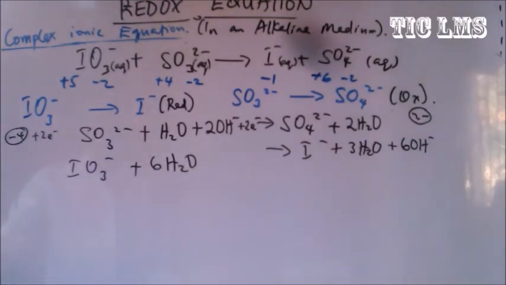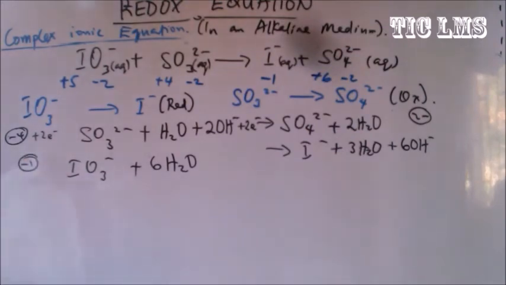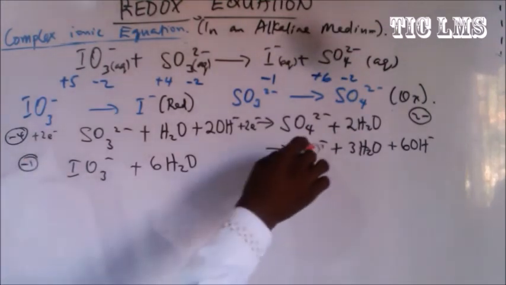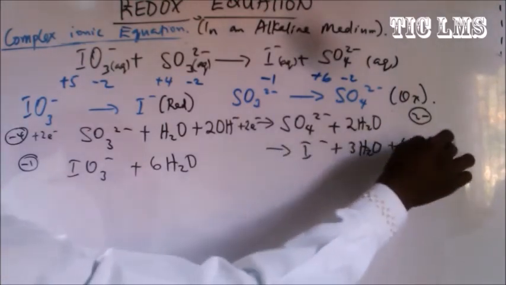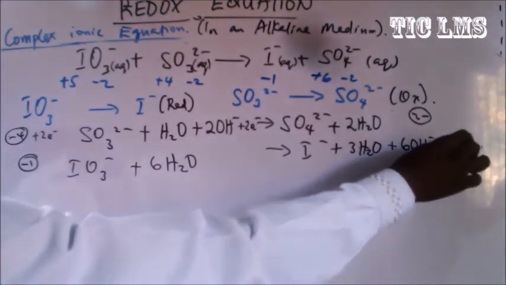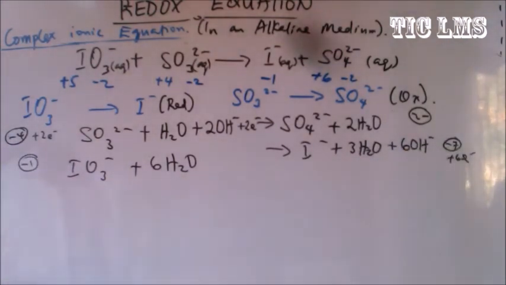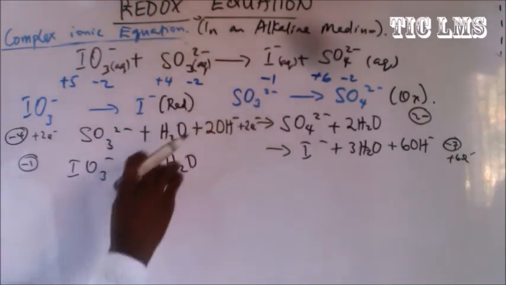Next, we need to balance the ions. We have -1 as the charge here, and then 6 minus. That's 6 minus and -1, that is -7. So to balance it out, what we need to do is add 6 electrons to this side. But we'll not add it there because we want the electrons to be on the reactant side of the 2 equations.